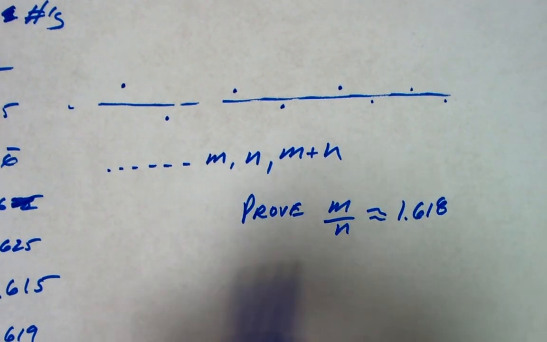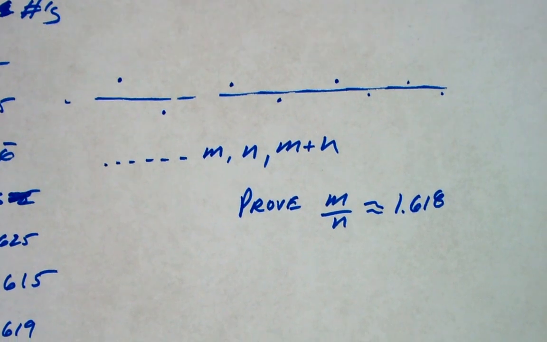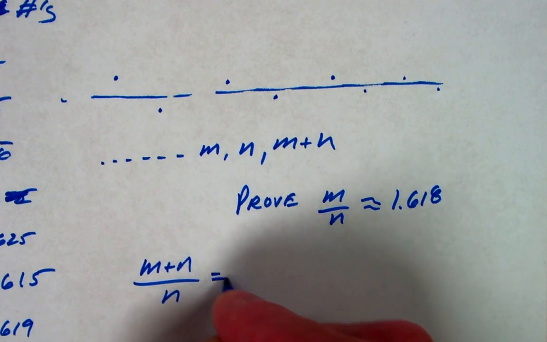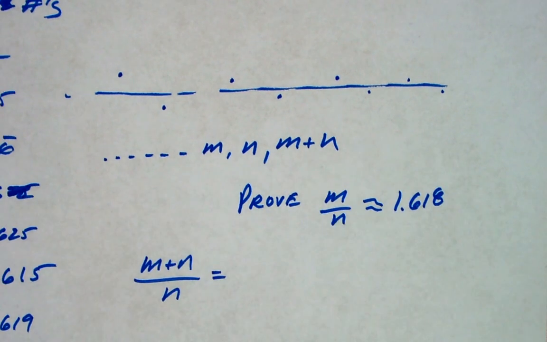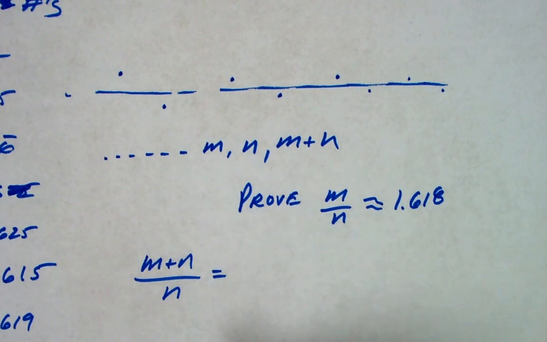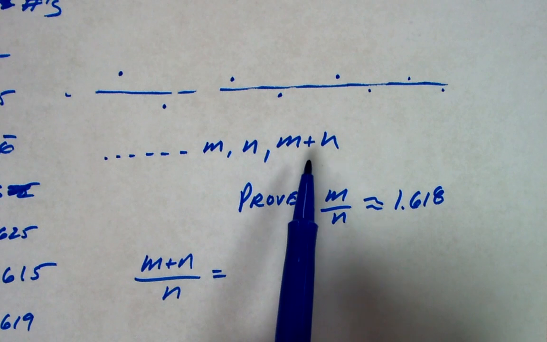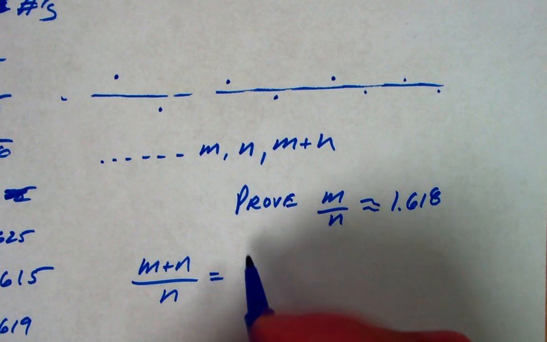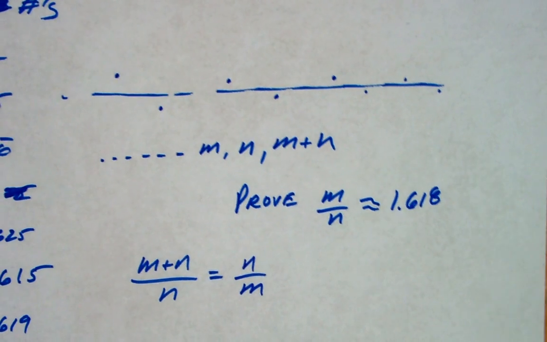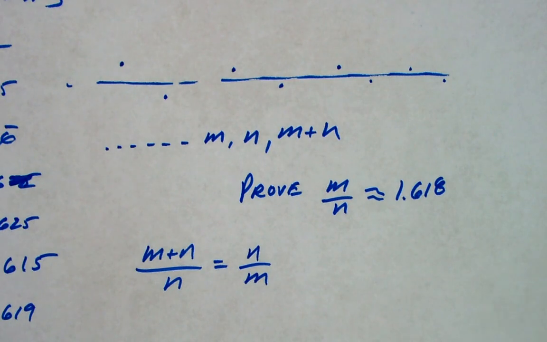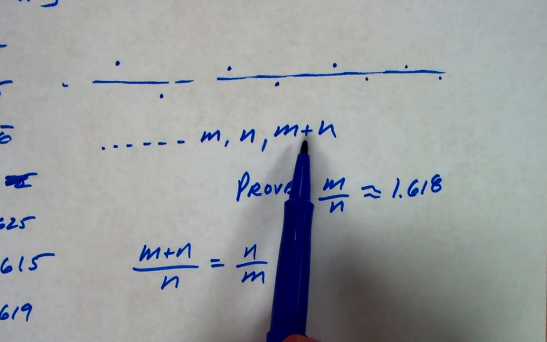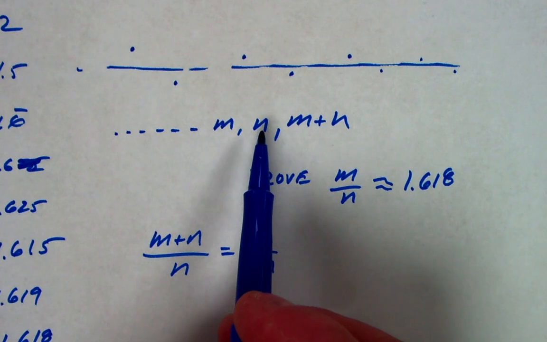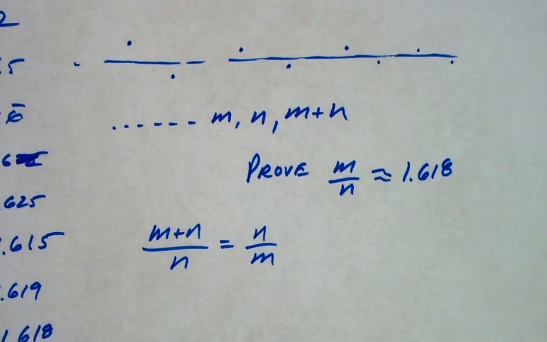So here's what I'm going to do. What we know about this situation is M plus N over N. We're saying that these ratios are the same. So M plus N over N equals what? Not numbers-wise, in terms of M and N. So N over M. So if I take the next term over the previous term, that ratio is going to be the same as N over M. Okay?